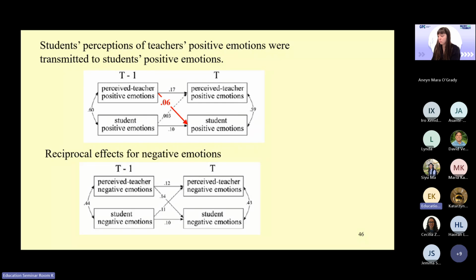And for negative emotions, we found quite interesting patterns. We found both directions here. So it suggests that when students perceive that their teacher expressed negative emotions, this also made students more grumpy the following lesson. And when students were grumpy themselves, this also predicted their perception of the teacher. But this is in the eyes of the students, and this was not the case when we looked at teacher reports and student reports. So again, emotions do have quite a large perceptual component.